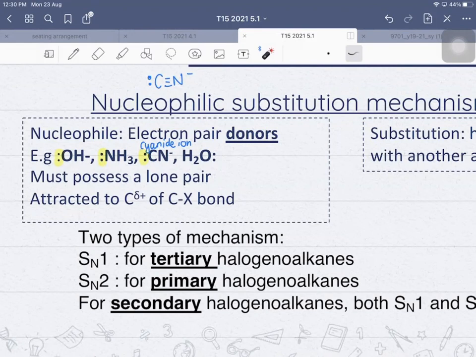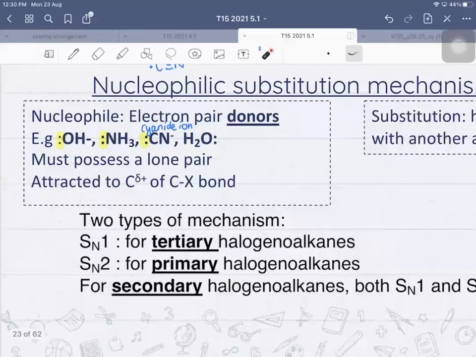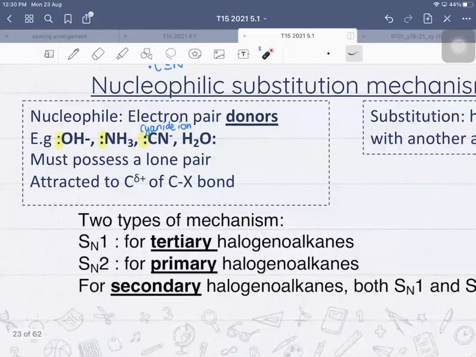So that's not too worrying. Okay, the only thing that you need to be careful about is the cyanide ion. It's so easy to think that the lone pair comes from the nitrogen, but for this reaction, it comes from the carbon. Okay, now because they are electron pair donors, they are relatively electron-rich species. So you would imagine them to attract electron-poor species.